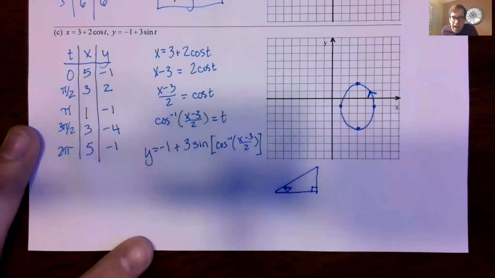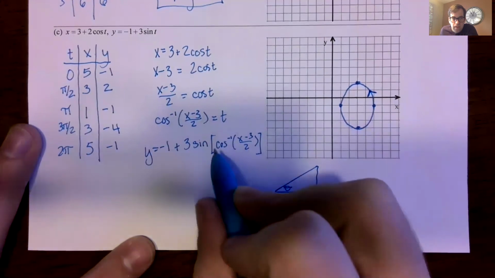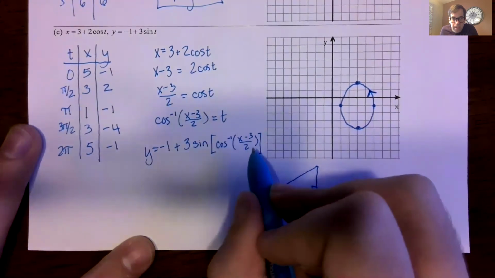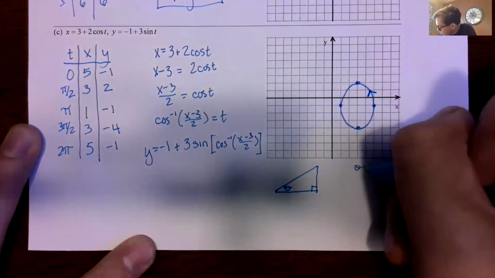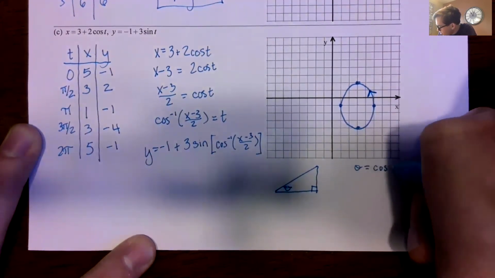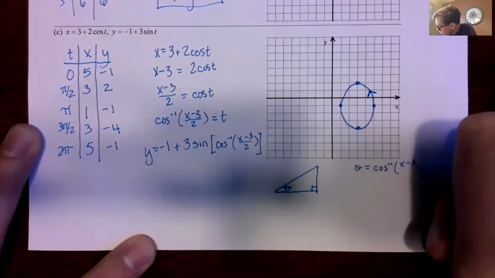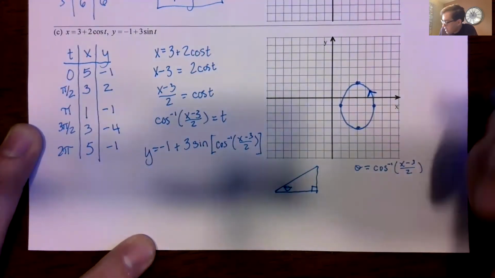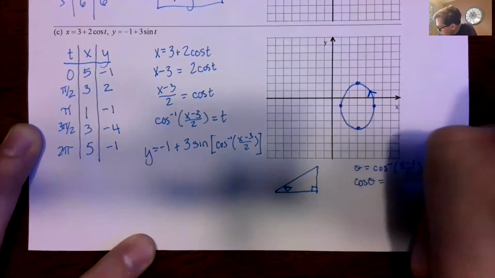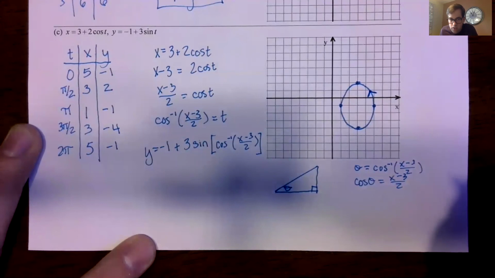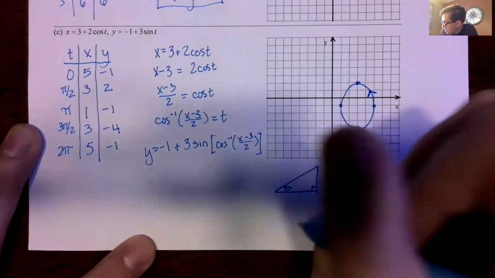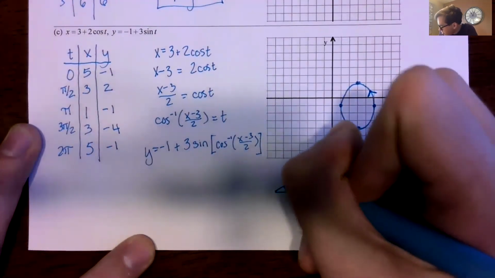So here's my rough sketch. And I'm going to have some angle theta. Theta is represented by this. So if theta equals the cosine inverse of x minus 3 over 2, that's saying that the cosine of theta is x minus 3 over 2. And the easiest way to think of that is think about SOHCAHTOA. Cosine is adjacent over hypotenuse. So in my version of this right triangle, I'm going to make the adjacent x minus 3 and the hypotenuse 2.